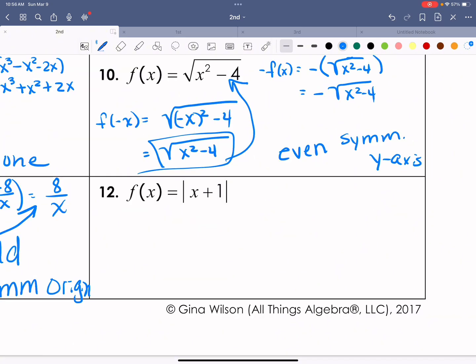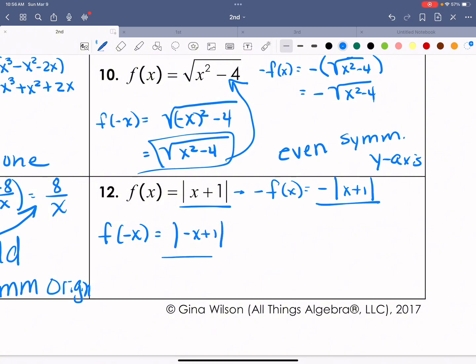So let's look at number 12. First, I'm going to find negative f of x. So that means I'm going to do negative absolute value of x plus 1. And that's all I can do there. Now, my next one will match one of these two or nothing if it's not symmetrical. So I'm going to do f of negative x. That's going to give me absolute value of negative x plus 1. I also can't simplify this any because there's a variable inside the absolute value, I can't take it out of the absolute value. Now, does it match either one of these? No. So it is not symmetrical. Just put none.